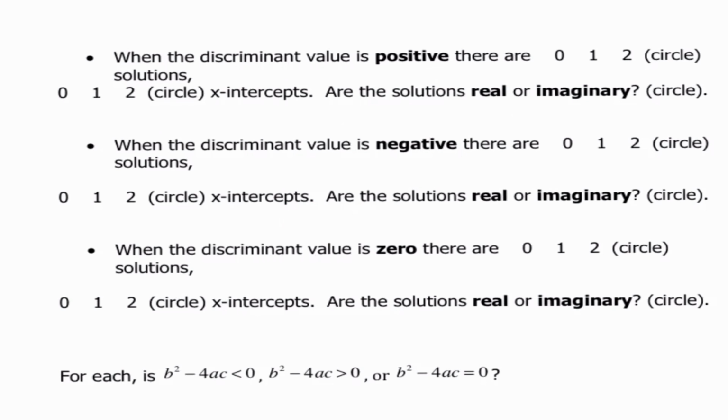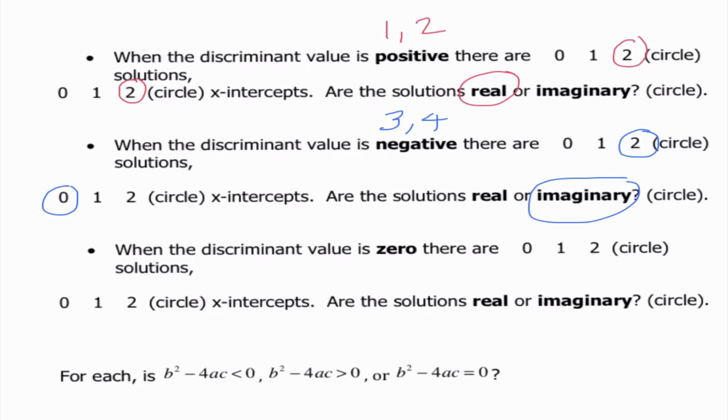Okay, so how the heck does the discriminant connect to our graph? That's what we're going to figure out right now. When the discriminant was positive, like problems 1 and 2, we found 2 solutions, 2 x-intercepts, and both of those solutions were real. When the discriminant was negative, like 3 and 4, if we look back, we saw that we had 2 solutions, but this time we had no x-intercepts. It never crossed the x-axis because our answers were actually imaginary. Lastly, when the discriminant value was 0, like 5 and 6, we only found that there was 1 zero because that was when we had a double zero.